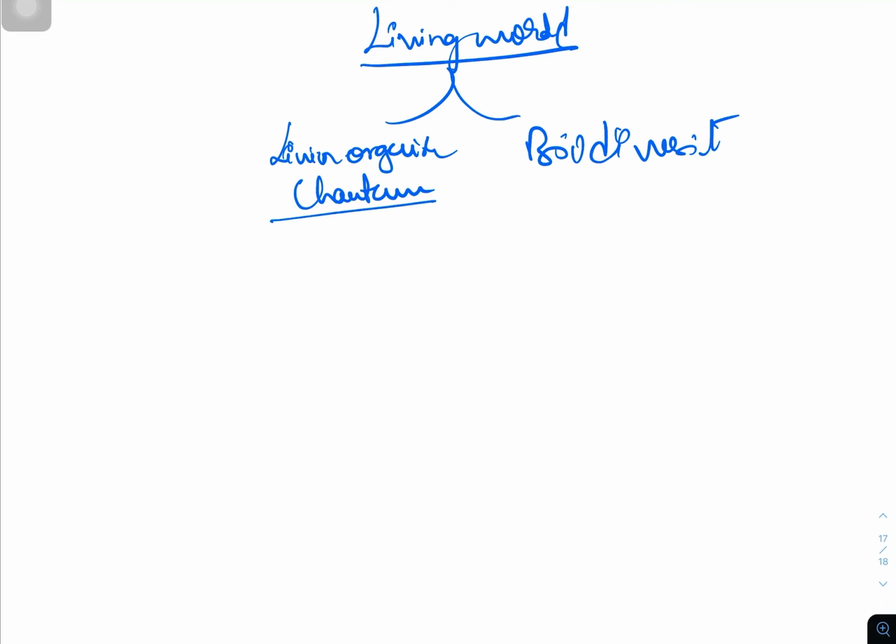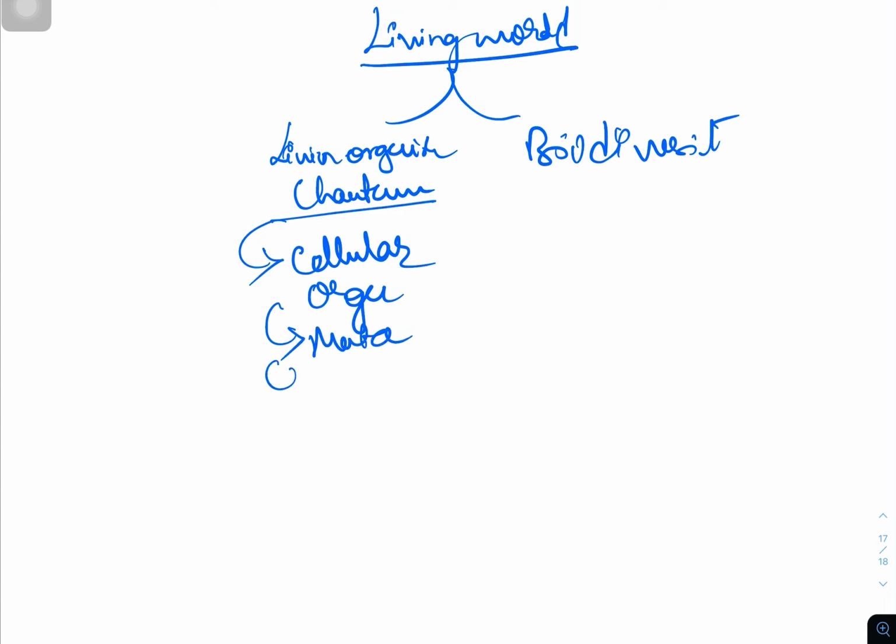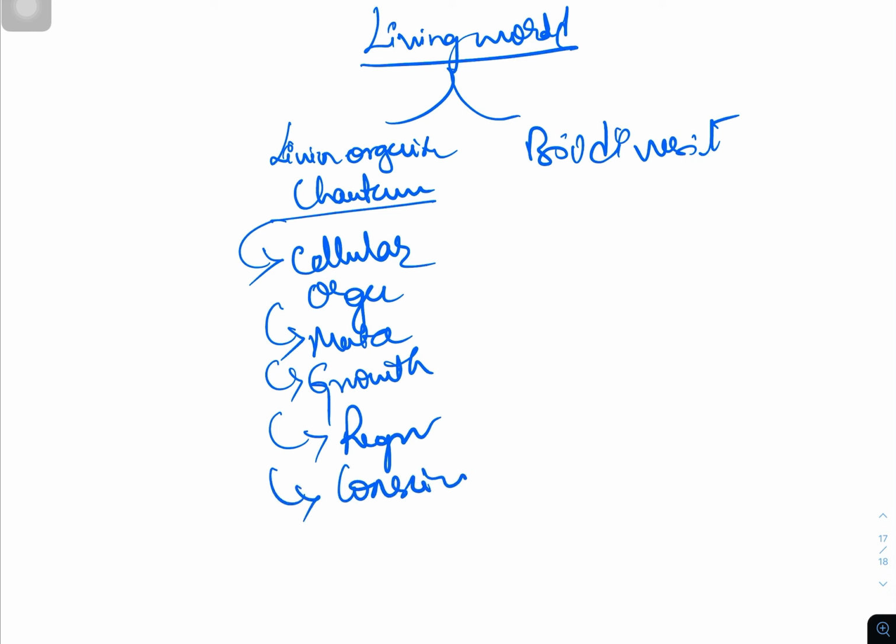So we have studied 7 different characters: cellular organization, second one is metabolism, third one is growth, fourth one is reproduction, fifth one is consciousness, then lifespan and death, isn't it? Under biodiversity there is taxonomy and systematics.